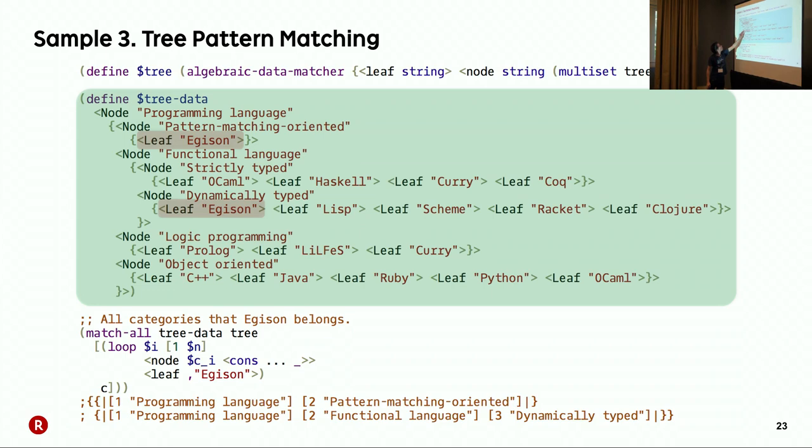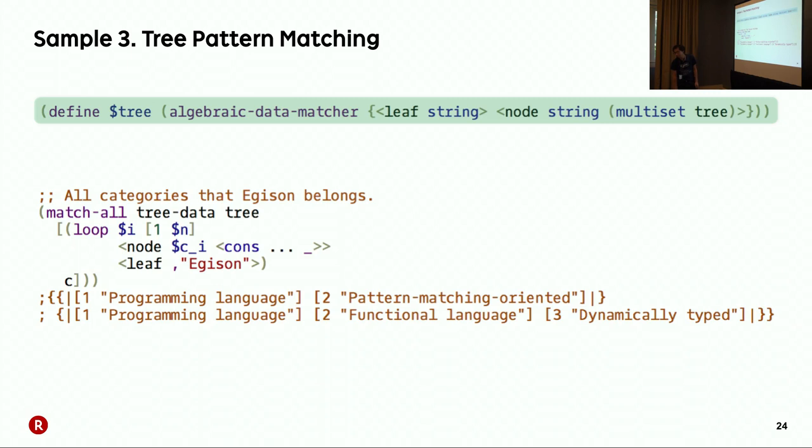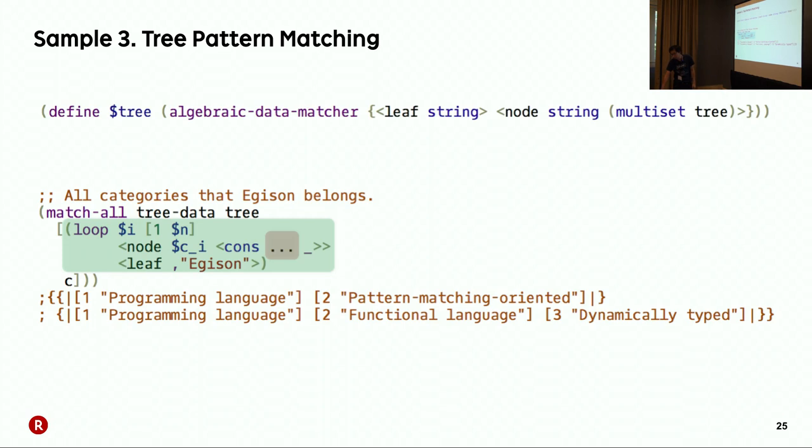This part of the program defines the pattern matching method for trees. Leaf takes one argument and it is pattern matched as a string. Node takes two arguments. The first argument is pattern matched as a string. The second argument is pattern matched as a match set of trees. This matchAll expression enumerates all categories which Egison belongs to.